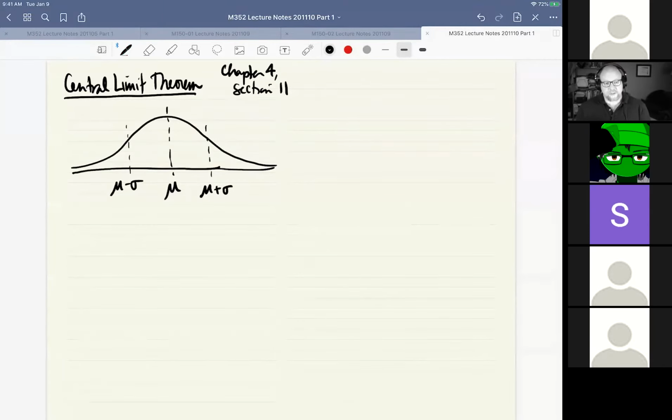But the way we start talking about the central limit theorem is that we don't care what distribution we're talking about. So we're going to let x be a random variable. And we don't care what kind of distribution it has. It could have any sort of distribution. It could be binomial, it could be Bernoulli, it could be exponential, it could be Poisson. It could be normal as well. We just don't care.